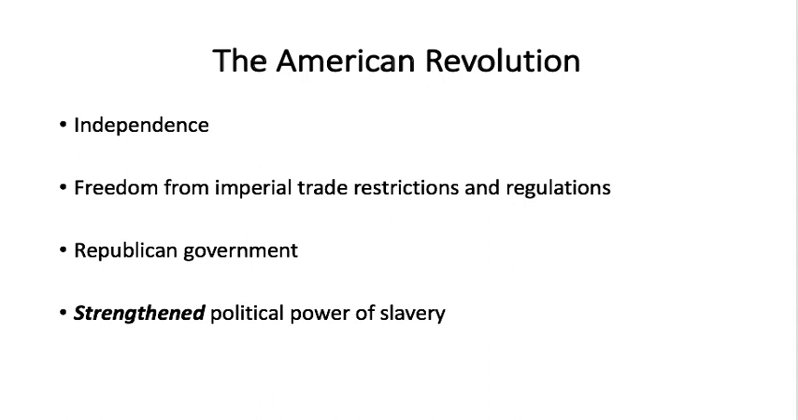So to sum up, the American Revolution leads to the independence of the American colonies. They are free now from imperial trade restrictions and regulations, right? Private property has been sanctified. It is something that is going to be protected. You get a Republican government, and it has strengthened the political power of slavery and the men who own slaves. All right, so that's the American Revolution.